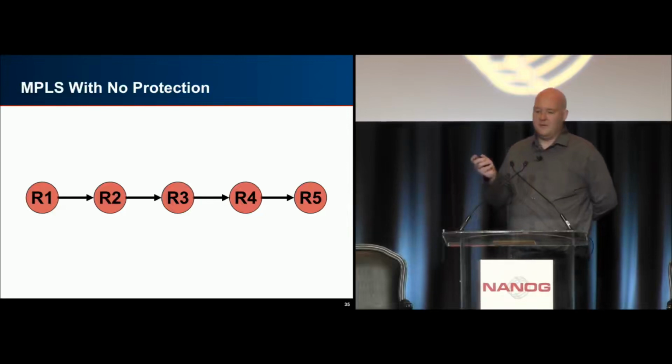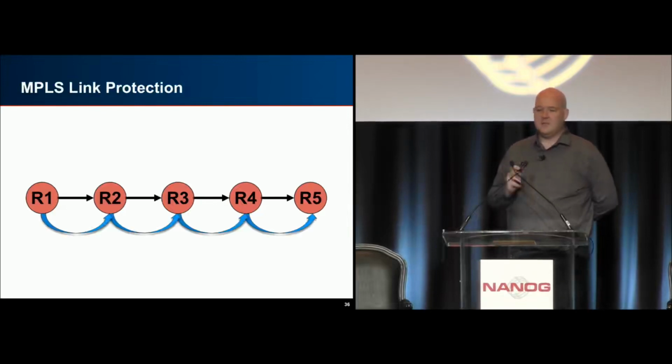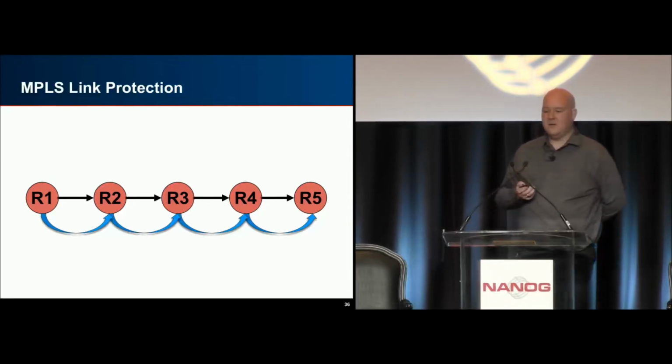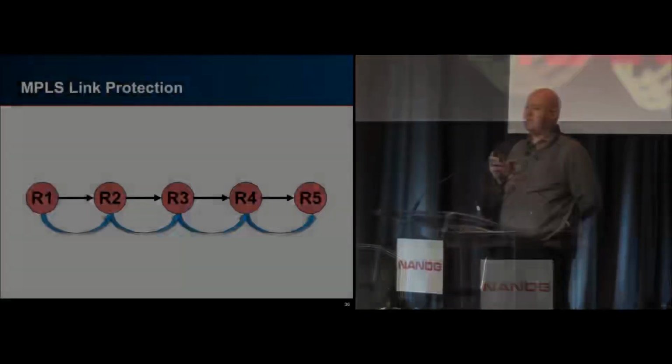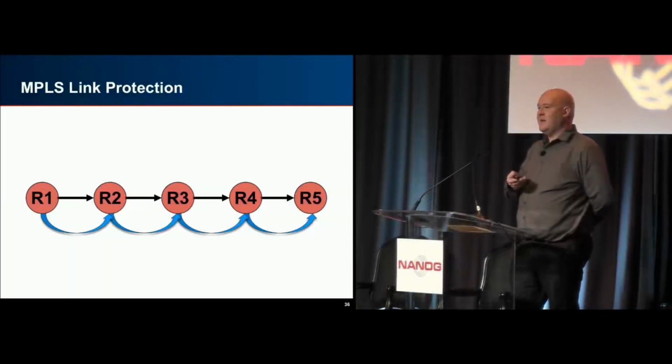So here's an example of an MPLS network with no protection. Simple 1, 2, 3, 4, 5. Here's an MPLS network with link protection. So what happens if this link between R1 and R2 gets cut? It goes out and finds the next best path, and it has it pre-calculated and ready to go, and it has that for every link along the way.